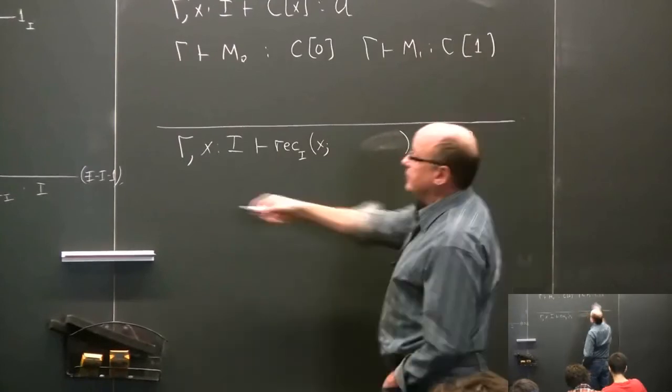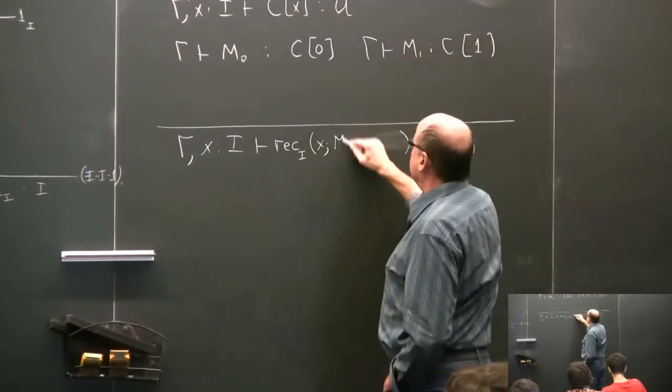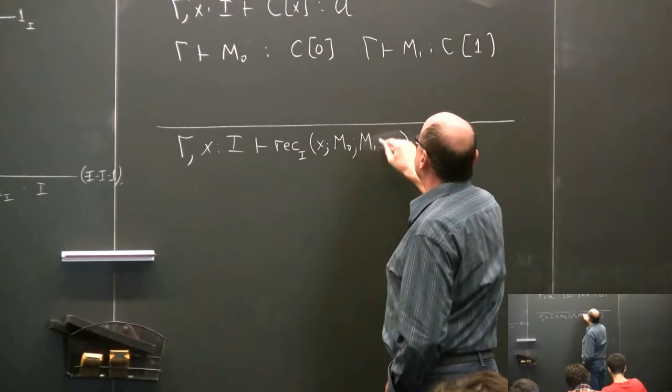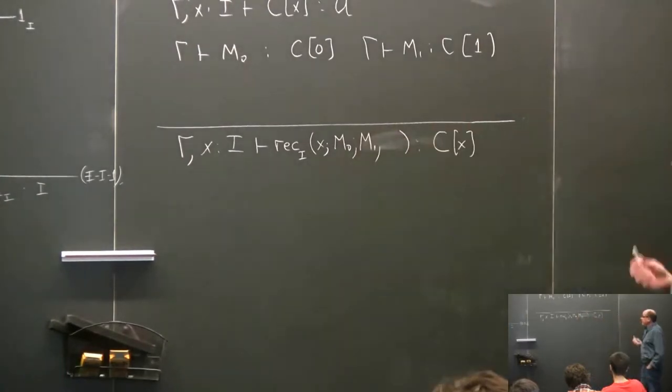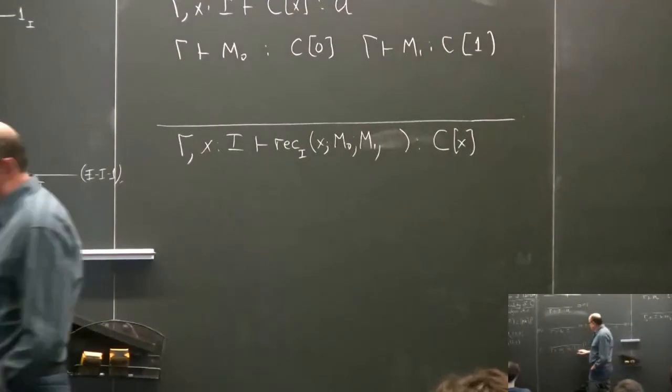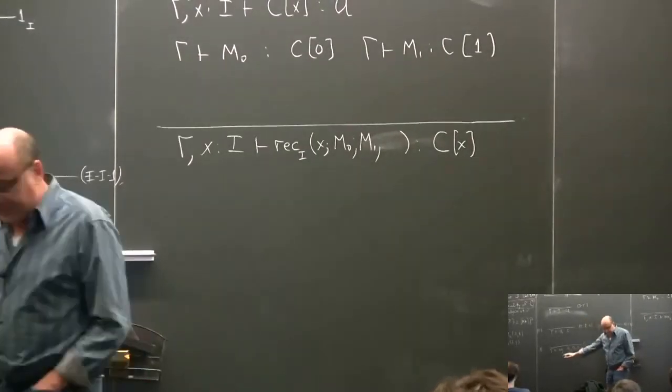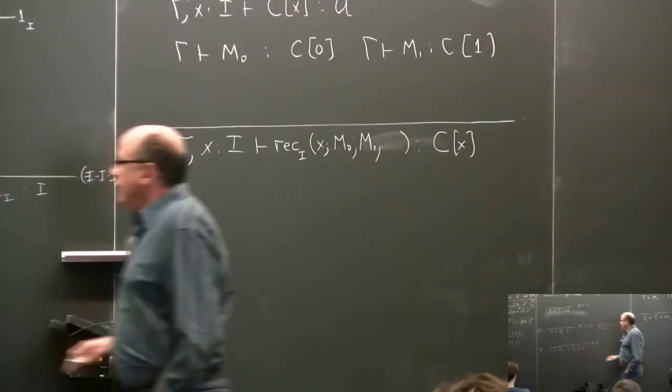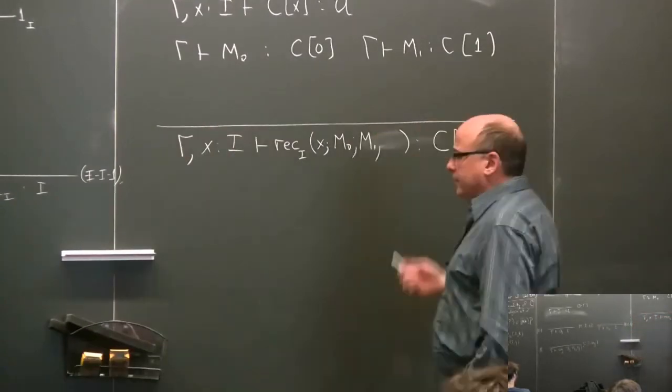Clearly, because I have 0 and 1 are in there. So the arguments to this guy will include m0 and m1. And then the other thing is, how do you account for this behavior? We have to say something about the existence of the segment.